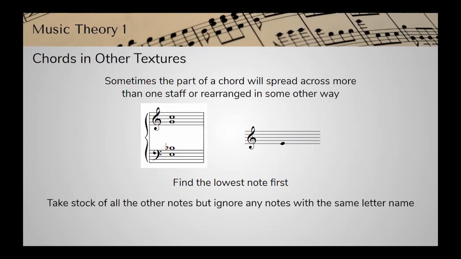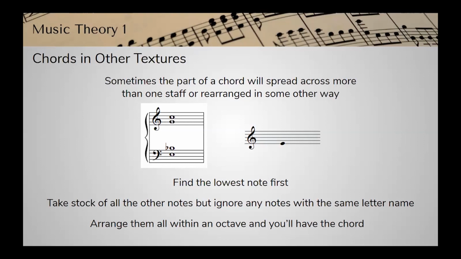Then you want to take stock of all the other notes, but ignore any notes that might have the same letter name. There's not anything like that here, but if we had an E in the bass and then an E somewhere else, we would ignore the other E, because there's really no point in repeating things that are the same letter name. So in this chord, if we totaled them all up, we'd have an E, a B flat, a G, and a C, right? So you want to take those notes and then rearrange them so that they're all within an octave.